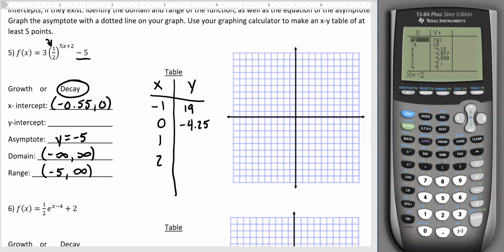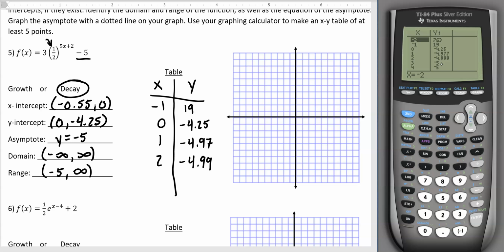1 is negative 4.97 and negative 4.99. Okay. So my y-intercept is (0, -4.25). So I have all the information I need now. So let's go ahead and graph this.